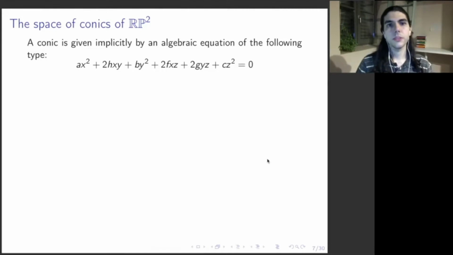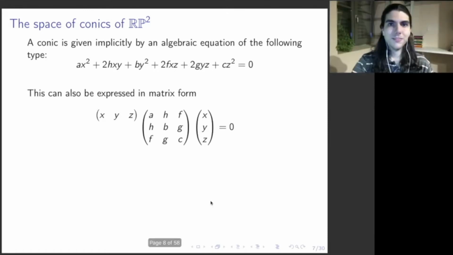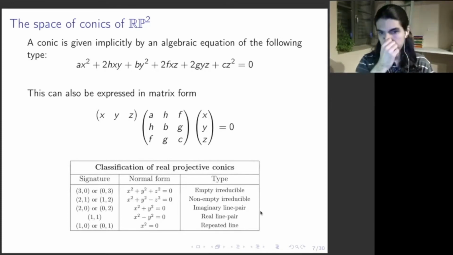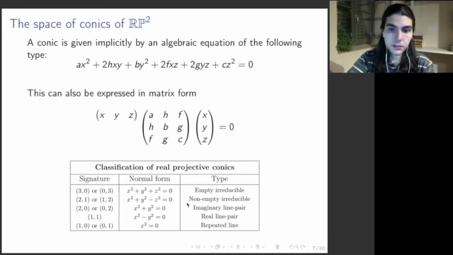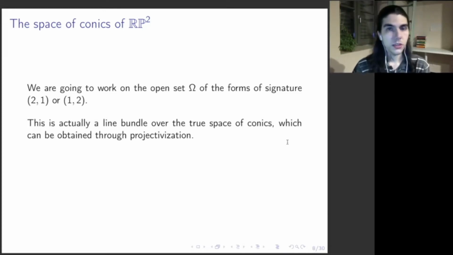First, we'll talk a little bit about the space of conics. So we know that a conic can be given implicitly by an algebraic equation of this form, which can also be written in a matrix like this. And you can even classify them because since the conics are given as the isotropic set of this matrix, its nature changes with the signature of the matrix. For us in particular, we're interested in this case right here of the conics which are irreducible but also present in the real projective plane. So as I said, we are going to work on the open set omega of the forms of signature (2,1) or (1,2), since the osculating conics of a curve are all of this kind.